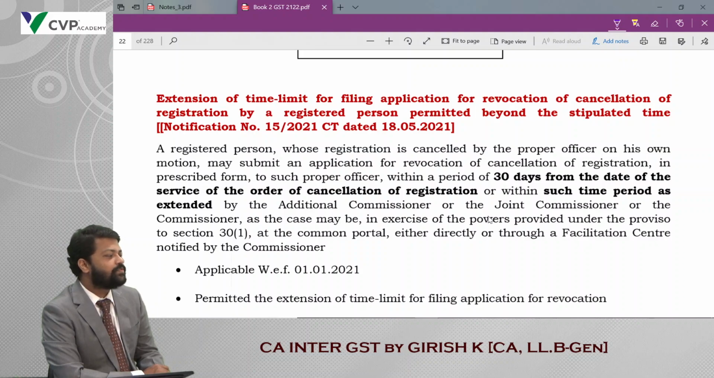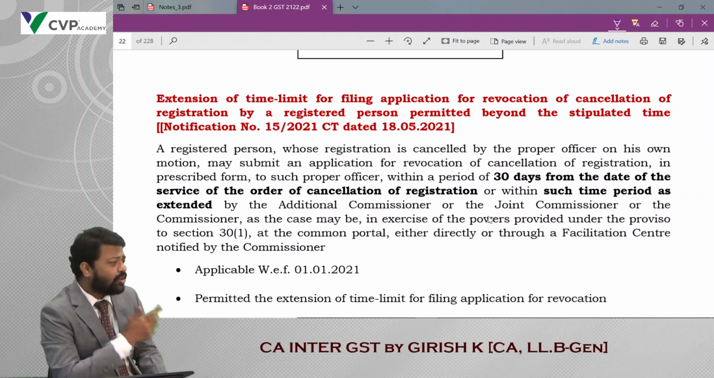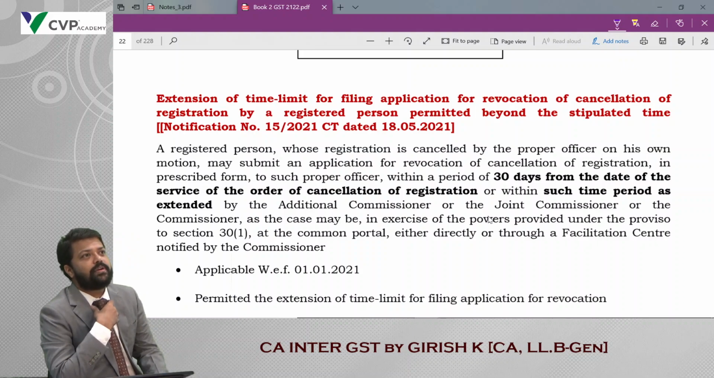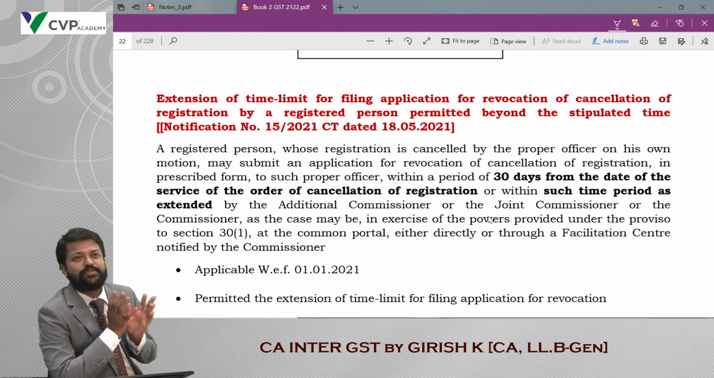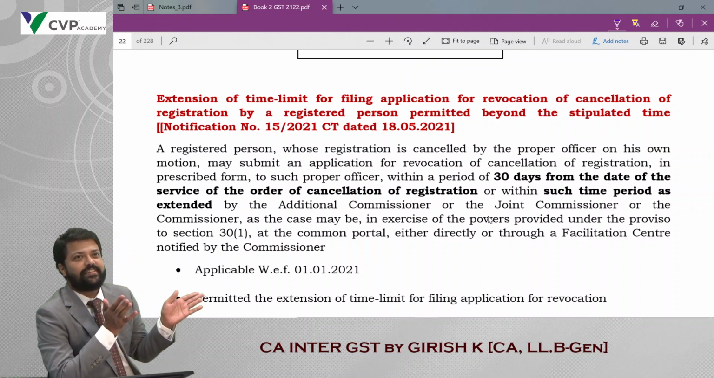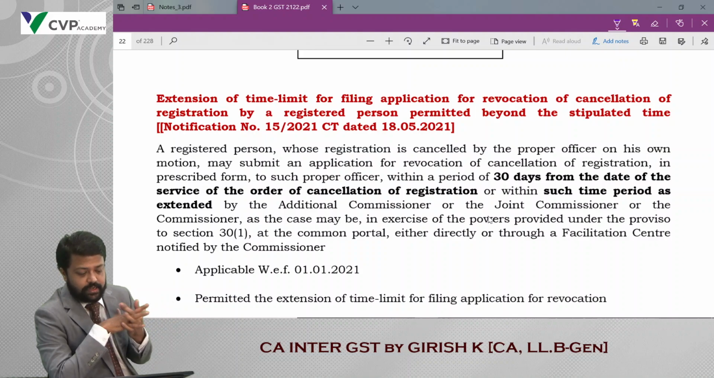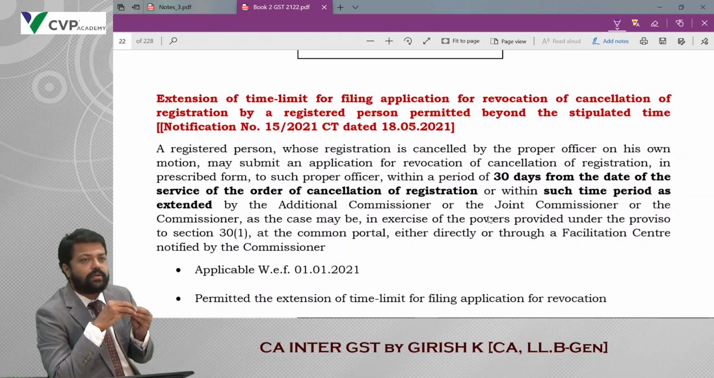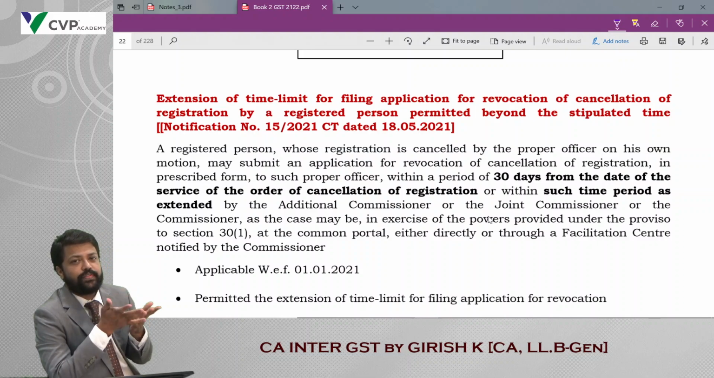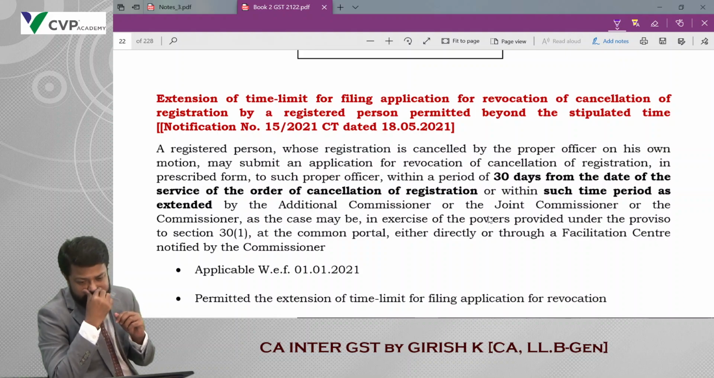So their registrations were cancelled by the officer, and the people did not have money to pay, because the basic condition is to make good the default again. So they did not have the amount to pay the GST liability, and hence the revocation was not done in the period which was allotted. So the government, on its own motion or based on representations given by many of the associations, came up with an extension, or Abhay Yojana.